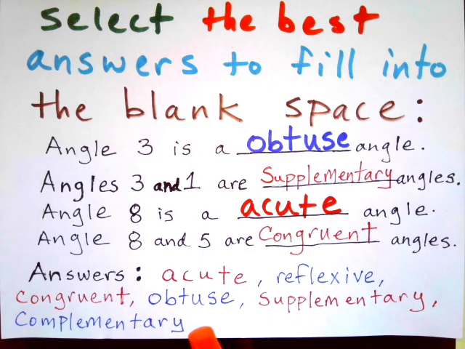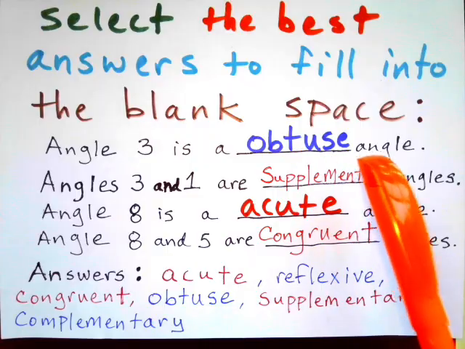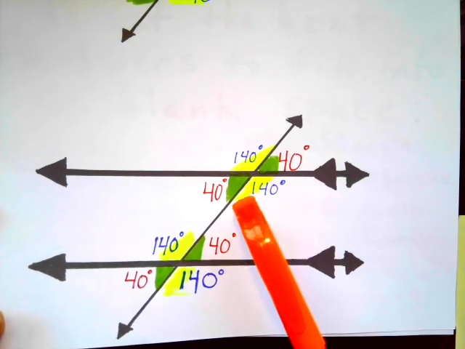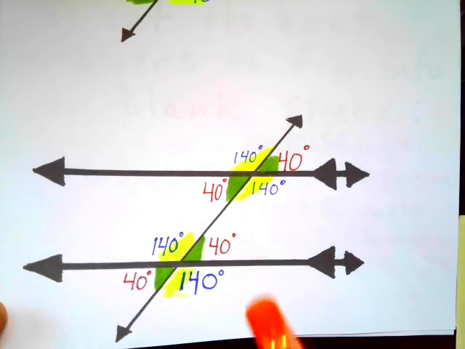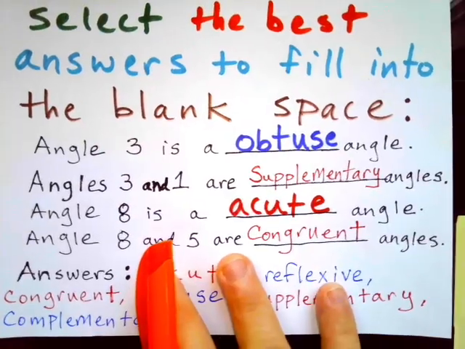All right, and by the way, complementary angles add up to be 90 degrees. We didn't discuss that before. Supplementary angles add up to be 180 degrees. Okay, so angle 3 is an obtuse angle. Let's go ahead and take a look at that angle 3. Angle 3 would have been represented by the 140 degrees. So remember, an obtuse angle is greater than 90 but less than 180. So that first blank would be obtuse.